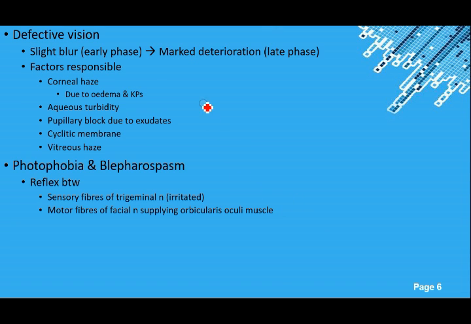Next is defective vision, photophobia, and blepharospasm. Now defective vision is very interesting. Early on you only get slight blurring, but over time when it becomes worse, there is marked deterioration, and it is because of the signs which we will discuss. These signs would result in defective vision. We'll discuss all of this, so I'm not going through them right now.